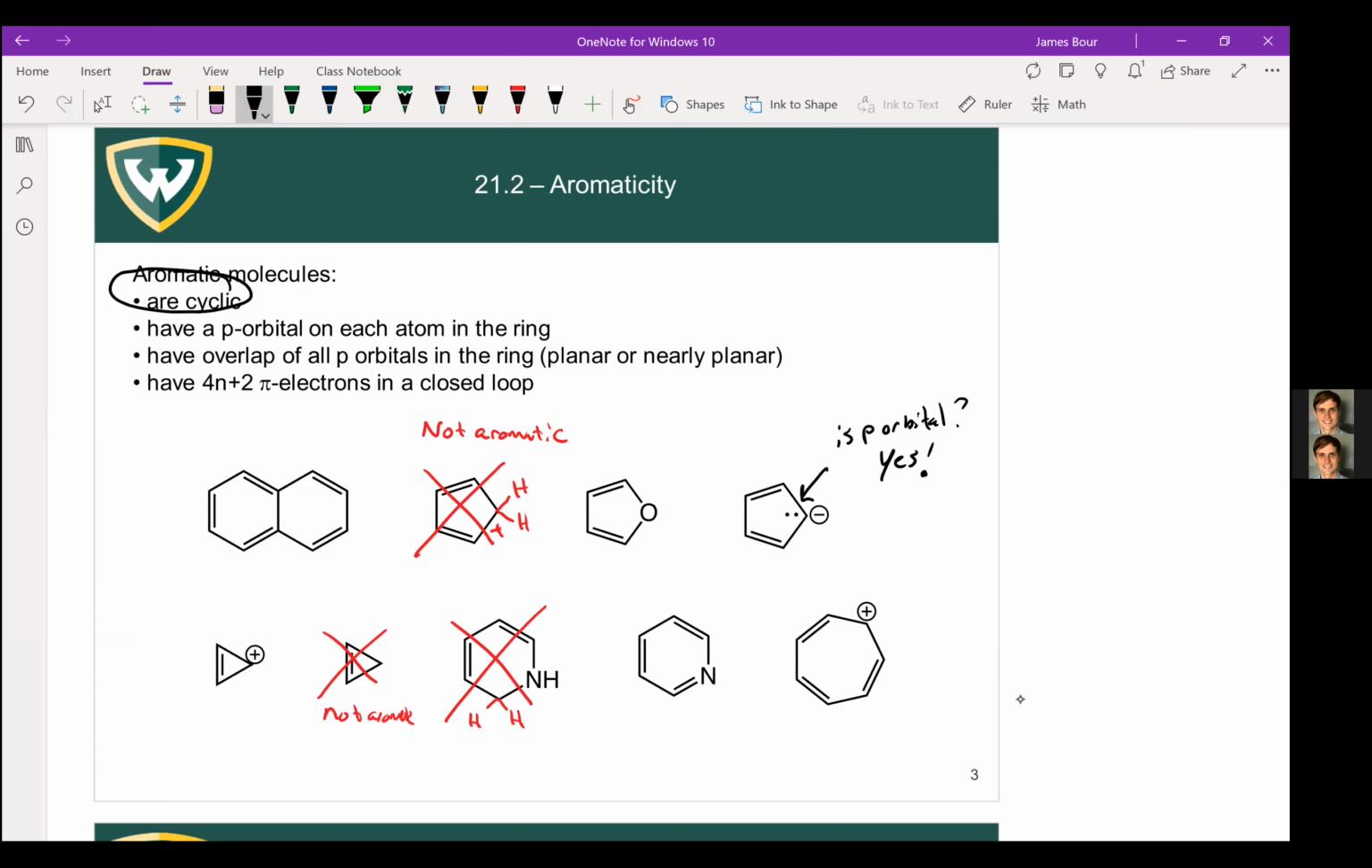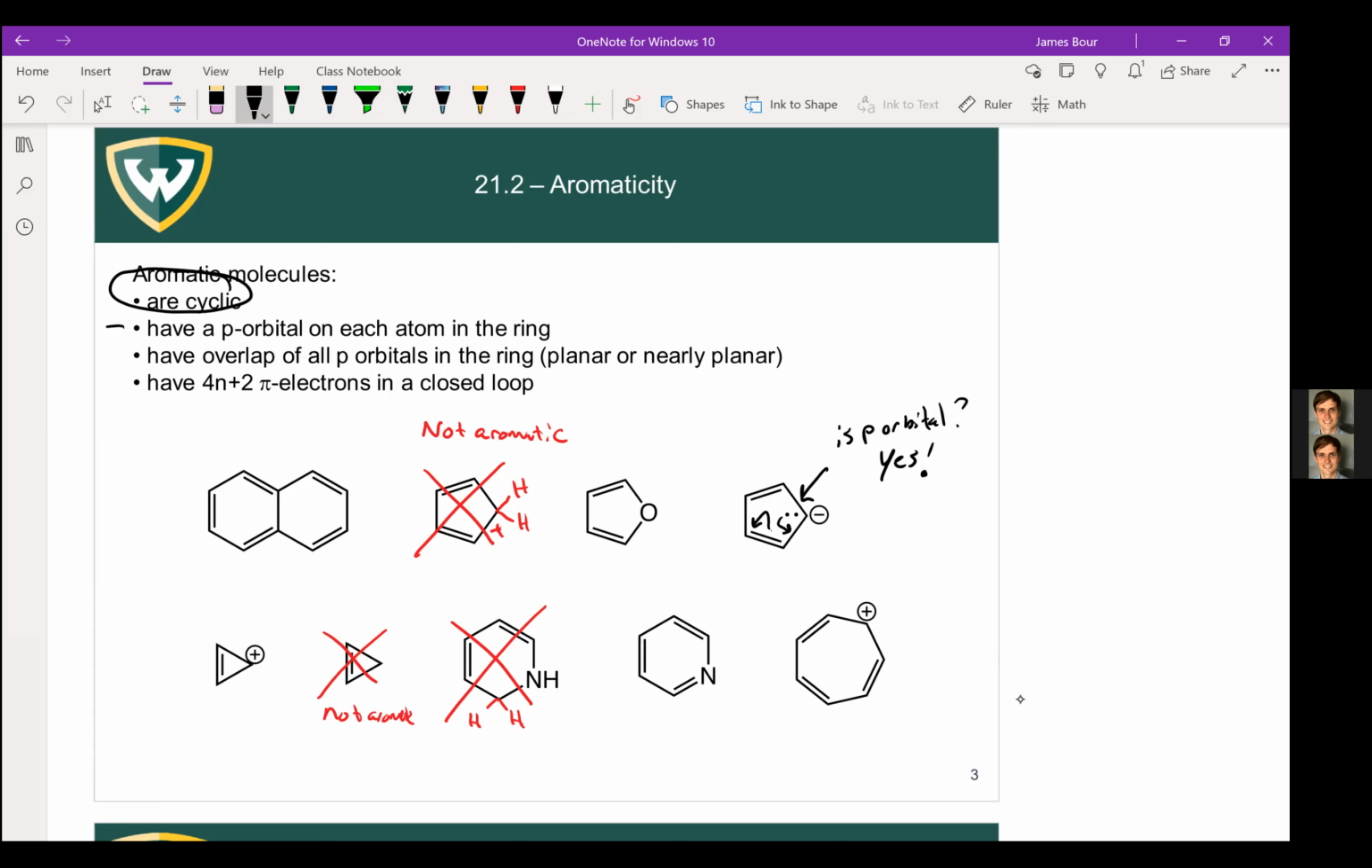Yes, because it can resonate throughout the ring. So to resonate, it has to be of p symmetry. So something like this anion here might be aromatic if it satisfies the rest of our rules. Let's take a look to see if it does.